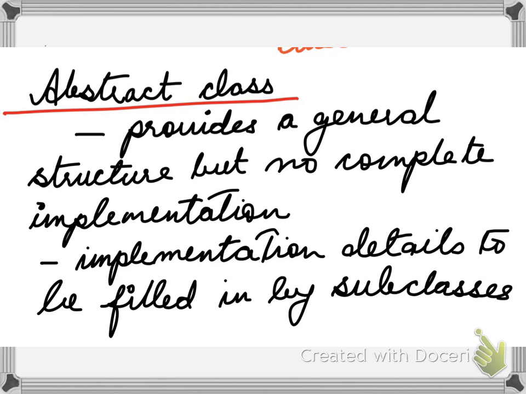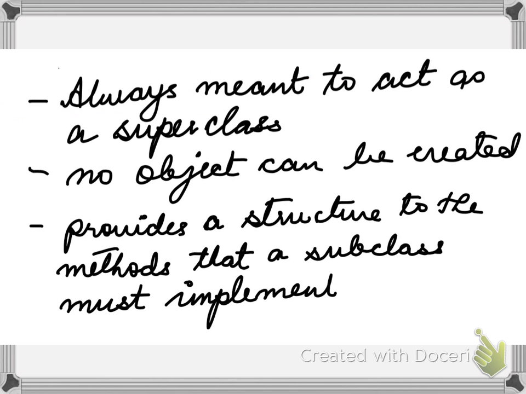If say area was not defined as an abstract method in shape, then there is no compulsion on the part of circle or square to define an area method. So it becomes compulsory for your subclass to give a body or to give an implementation to this abstract method. So it's like binding, saying that you have to give an implementation to area. So the abstract class is always meant to act as a superclass. So it is never a concrete class. So it's always a superclass in some hierarchy.